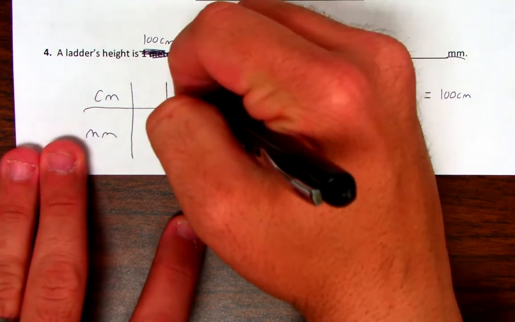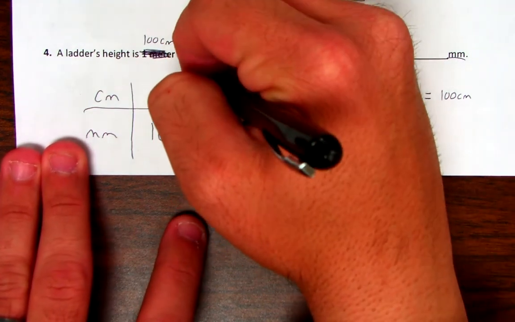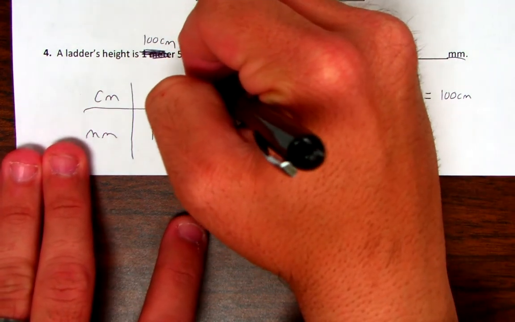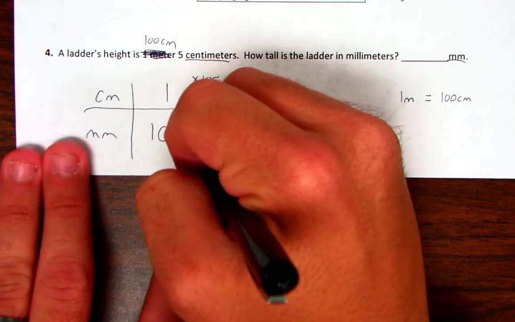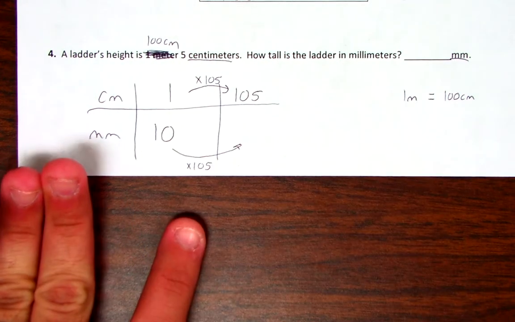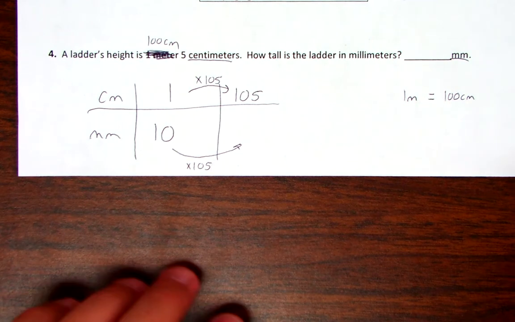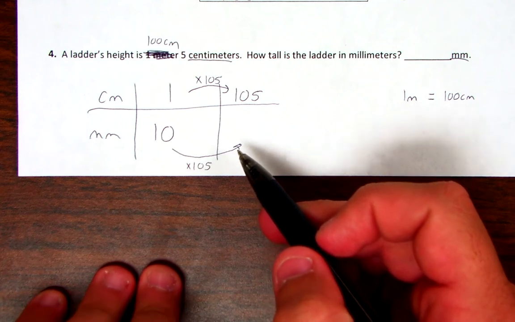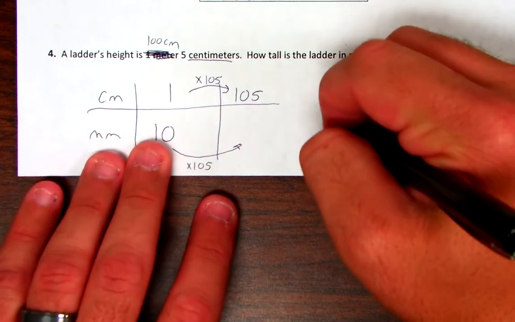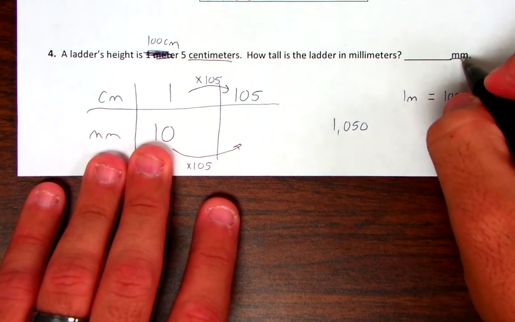Alright, so let's get my scale factor. To go from 1 to 105, you have to multiply by 105. So 105 times 10. Can anyone tell me what 105 times 10 is without me having to do the math? Alright, well, I'm going to have y'all do the math. I think y'all can do that here in PreAP. The answer would be 1,050, and we solve for millimeters.